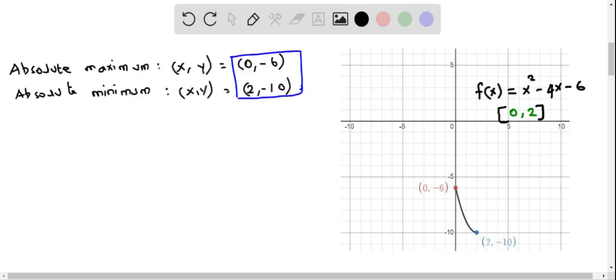We now verify the absolute maximum and absolute minimum of the function by graphing the function using a graphing utility. So here we have the graph of the function f of x graphed using the graphing utility. This is defined for the interval 0 comma 2. Clearly we can see that 0 comma negative 6 is the absolute maximum of the function, and 2 comma negative 10 is the absolute minimum of the function.